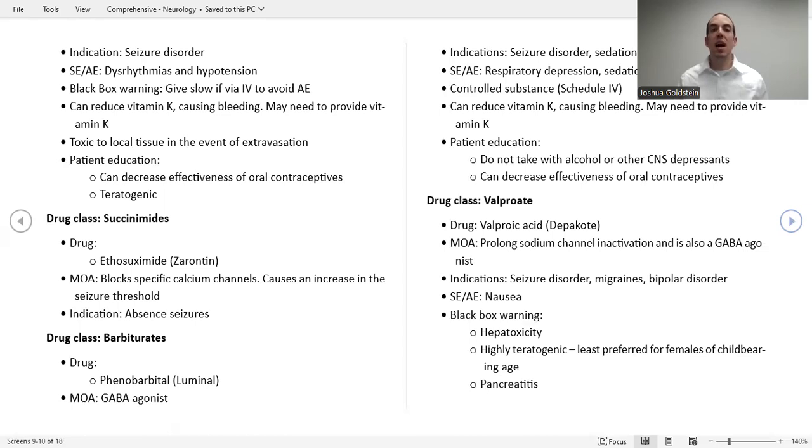This medication is definitely toxic to the local tissue. So if the IV does leak and it ends up getting infused into the local tissue, then we may have an issue there of extravasation. So you do need to monitor for that.